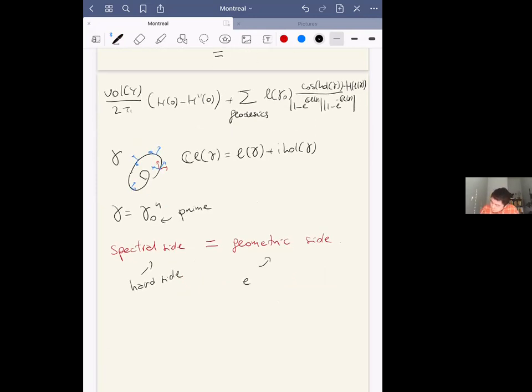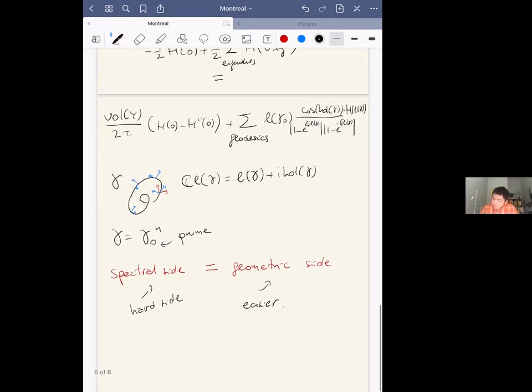And it's the easier side because, as I was mentioning at the beginning, we have a lot of tools to compute quantities in hyperbolic geometry. So for example, there's code, SnapPy, and you can give it a three-manifold, and it computes everything you want. You can compute all the geometric quantities that appear on the right-hand side. So the point is that for any function, we can compute anything we want on one side, and that allows us to get information about the other side.